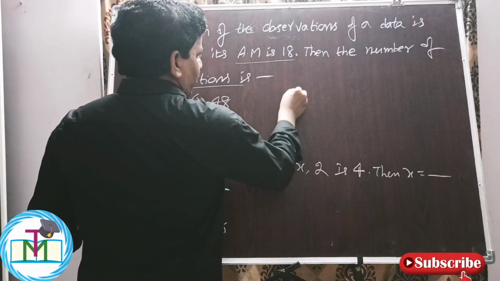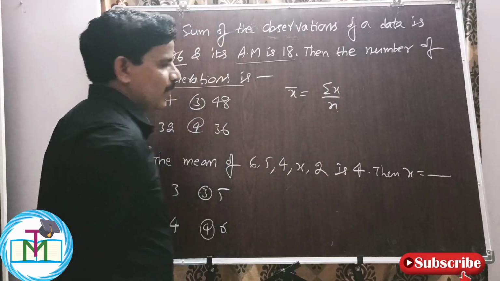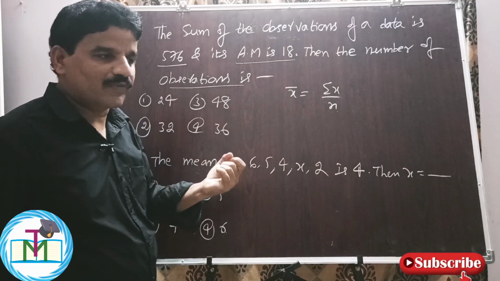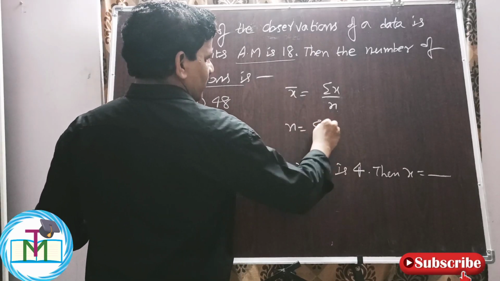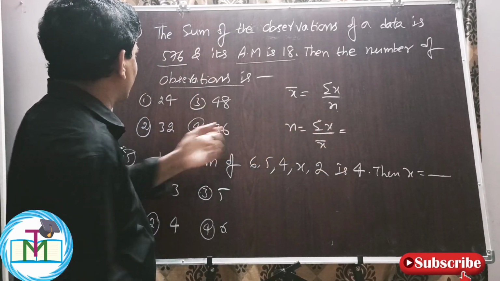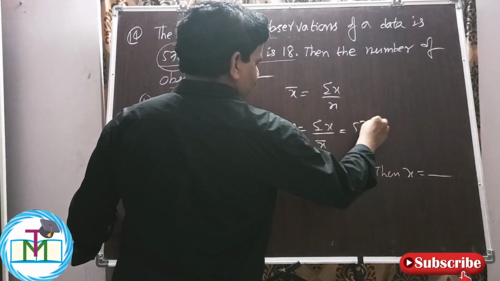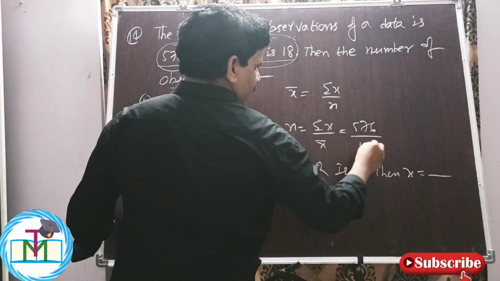Therefore, mean x bar is equal to sigma x by n. The mean value is already given here. What I want is the number of observations, nothing but n. By cross multiplication, n is equal to sigma x by x bar. Sigma x means the sum of all observations, which is 576. Therefore, 576 by x bar, meaning arithmetic mean, 18.